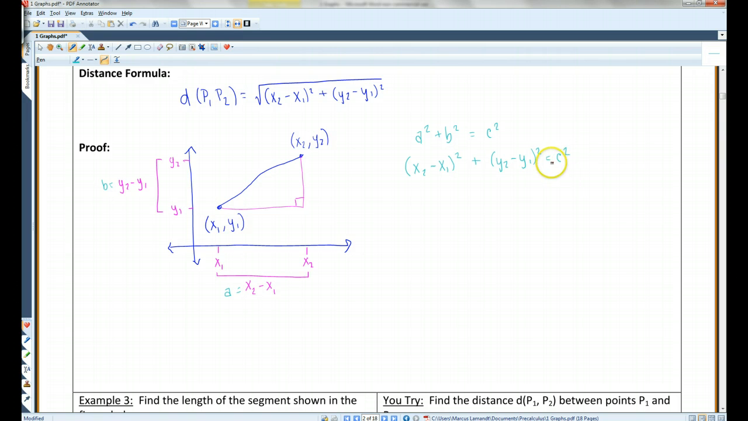Now to get rid of this squared, I've got to take the square root of both sides. So my c, or my distance, is the square root of x2 minus x1 squared plus y2 minus y1 squared. That's how they get the distance formula. It's basically the Pythagorean Theorem, just with all the steps already out. So if you are really not very good at memorizing equations, most of you guys probably already have the Pythagorean Theorem memorized. You can always just graph it out and do it that way. Okay?